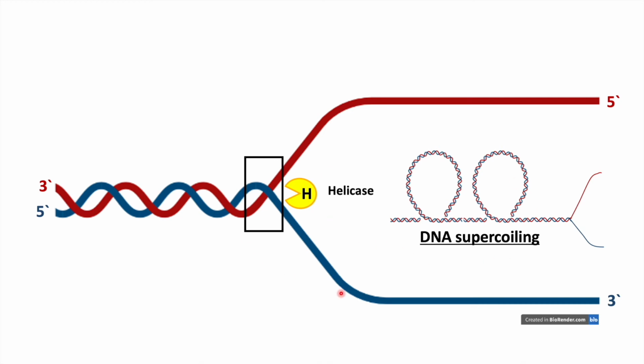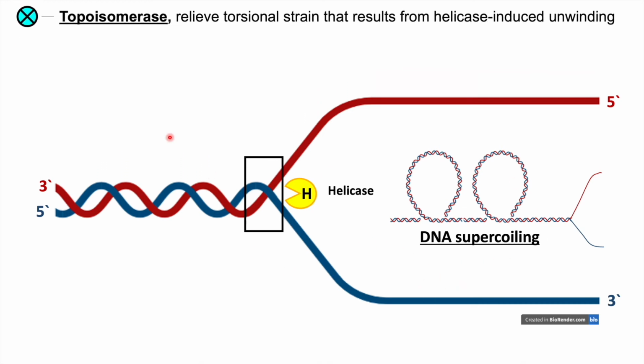To prevent this supercoiling, there is an enzyme called topoisomerase, which relieves the torsional strain that results from helicase-induced unwinding. So topoisomerase comes in and binds to this DNA molecule just ahead of the replication fork. Now topoisomerase has two important activities.